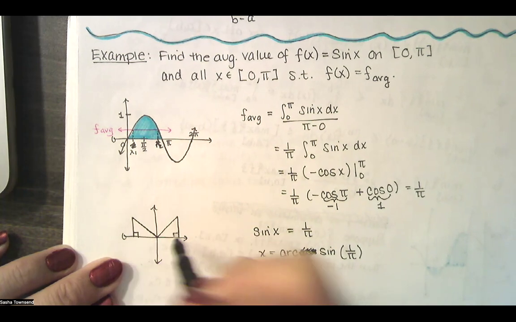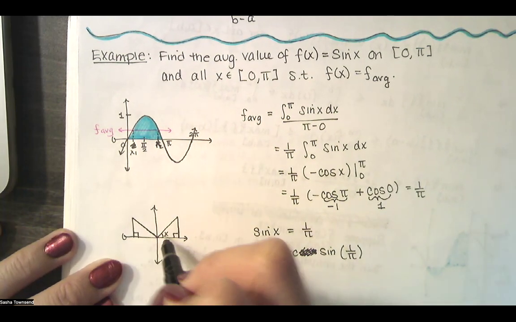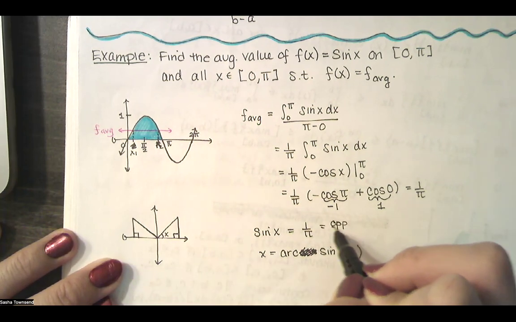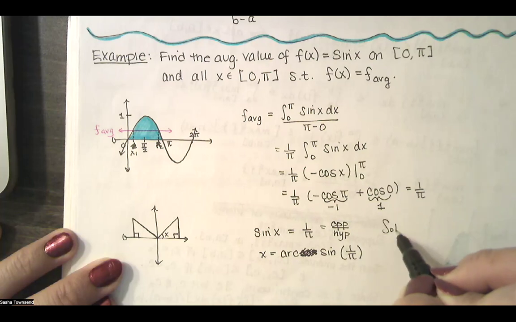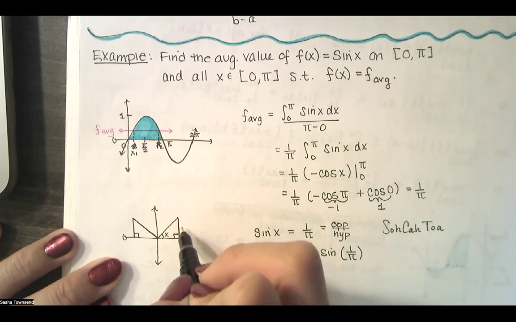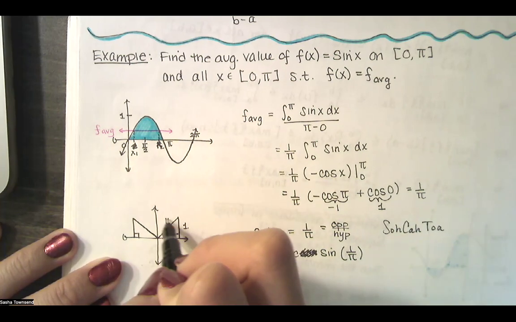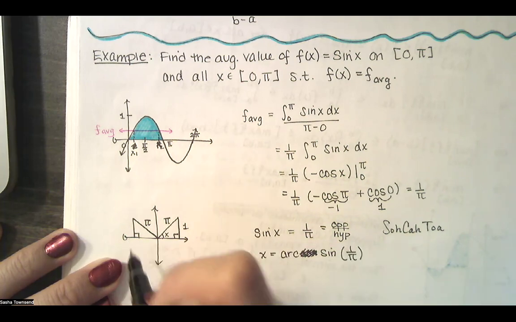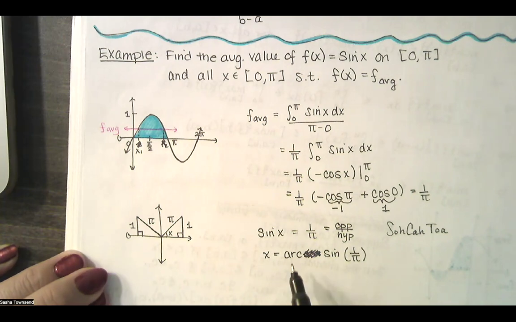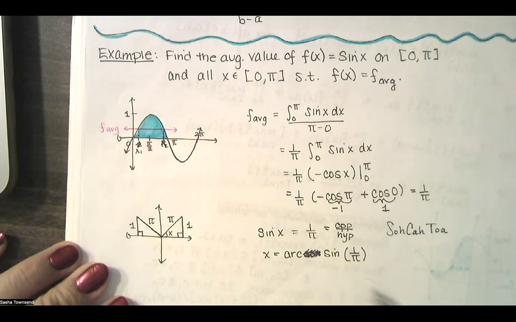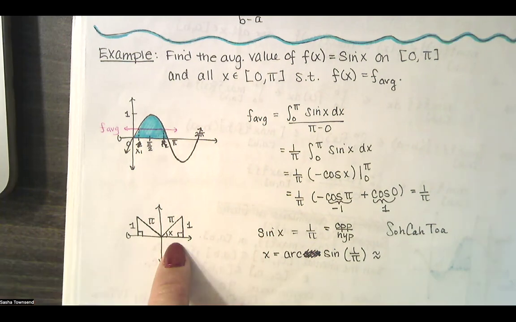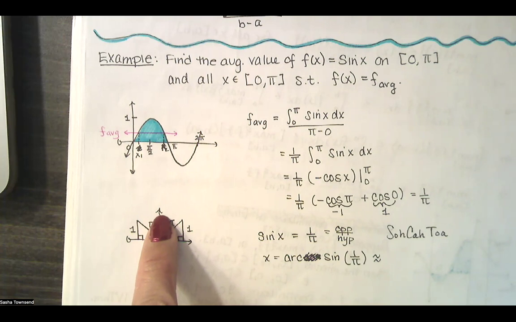You want to draw right triangles. I want the sine of my x value to be 1 divided by pi. Now sine is opposite over hypotenuse. Remember from trig, we have that mnemonic SOHCAHTOA. So when the side opposite x in my triangle is 1, the hypotenuse is pi. Now, the first value that I will get is arcsine of 1 divided by pi. That's going to be some number between 0 and 90 degrees, or between 0 and pi over 2 radians.